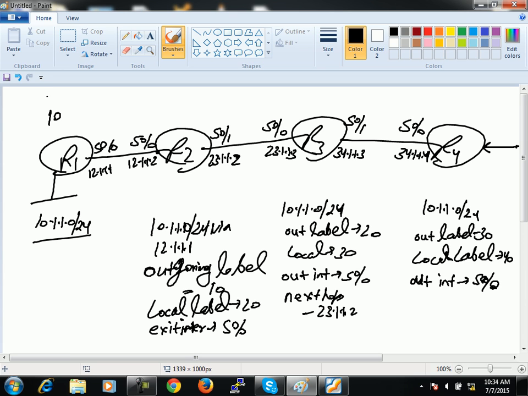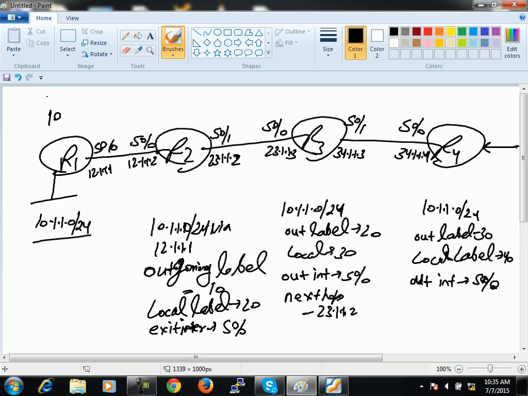It is different from STP. In STP the upstream was near to the root bridge, and downstream was the other way around. Here it's different. Downstream is near to the prefix originator. Upstream is far away from the prefix originator.